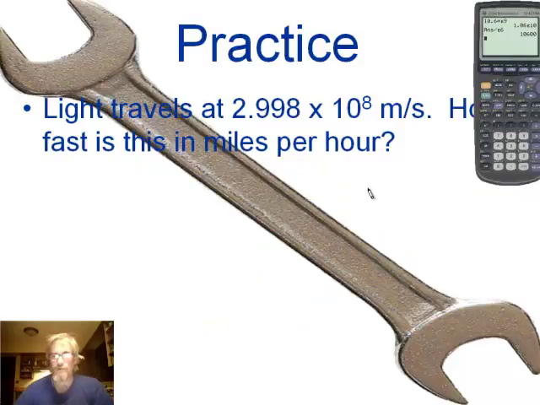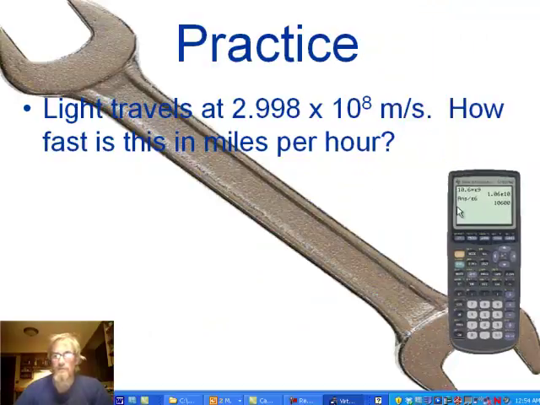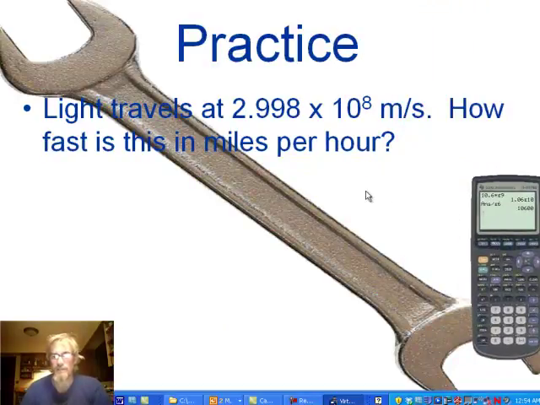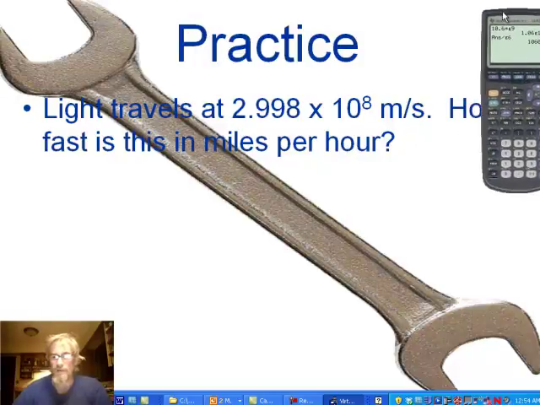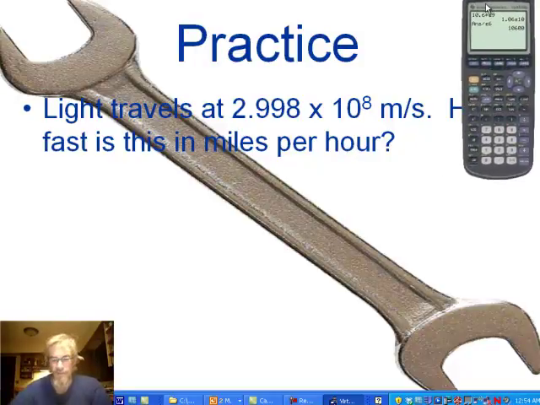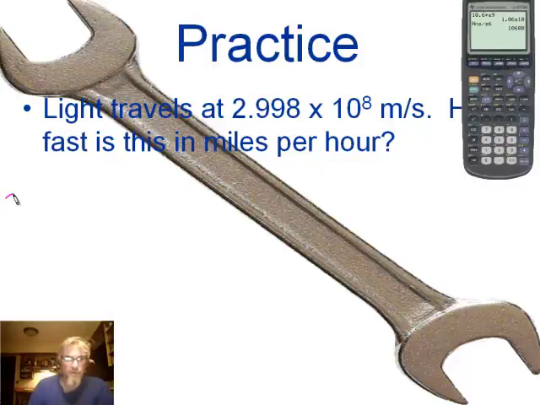Here's another example for you to try. Speed of light is 2.998 times 10 to the 8th meters per second. How fast would that be in miles per hour? Stop the video, give it a try. All right, here's how we do it. Let's set it up over here. 2.998 times 10 to the 8th meters per second. Remember, per means divide by.